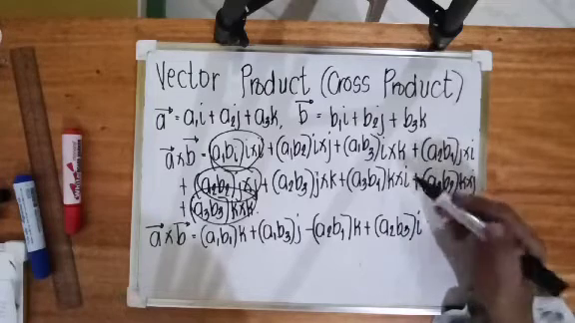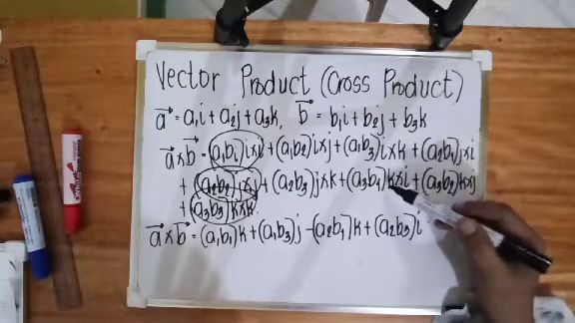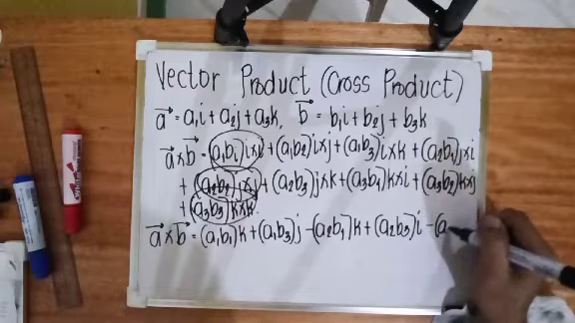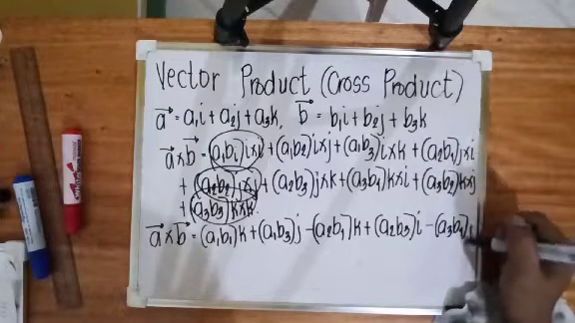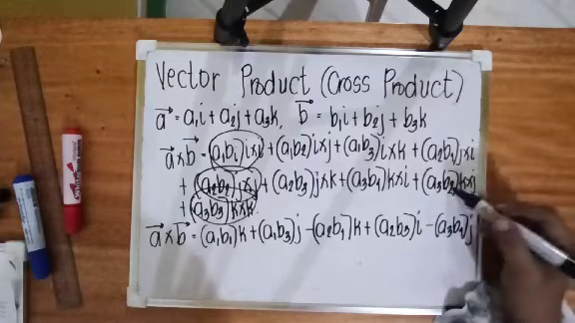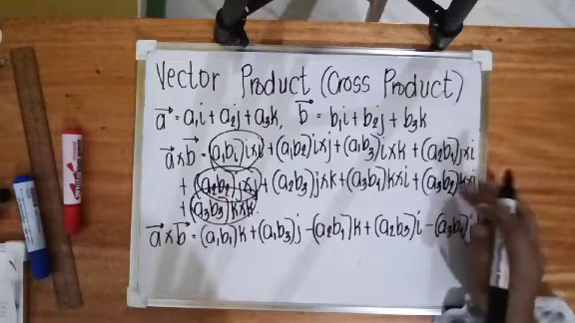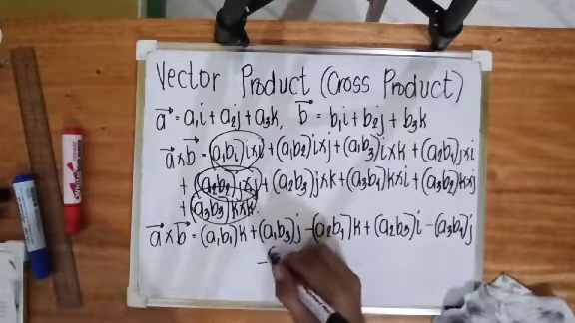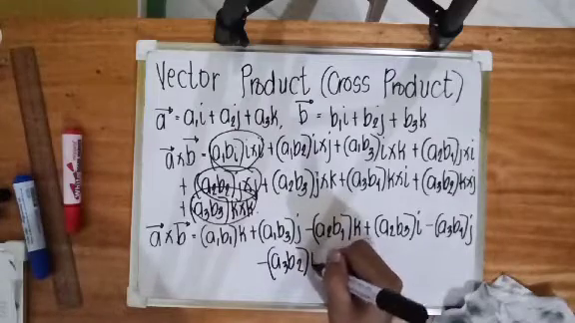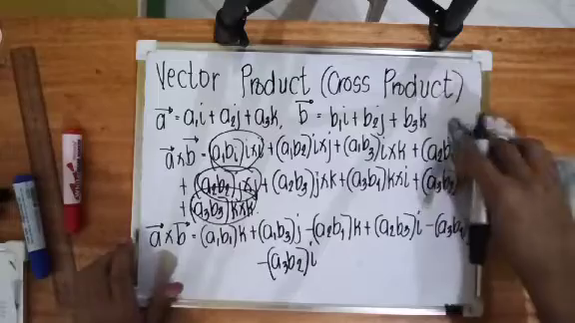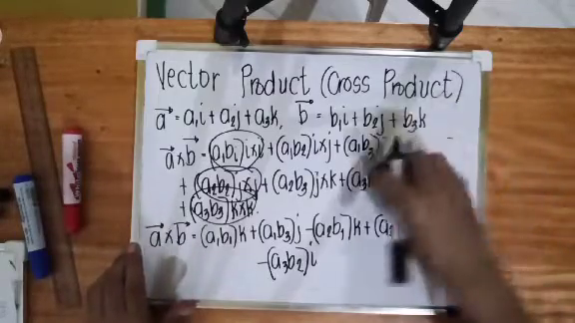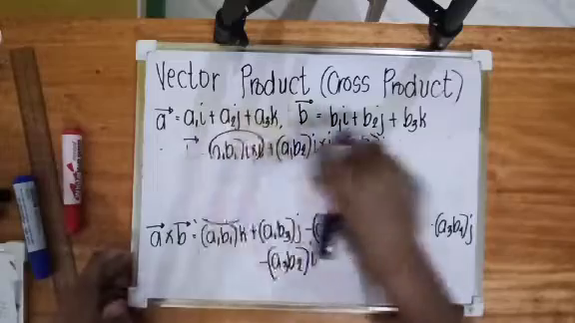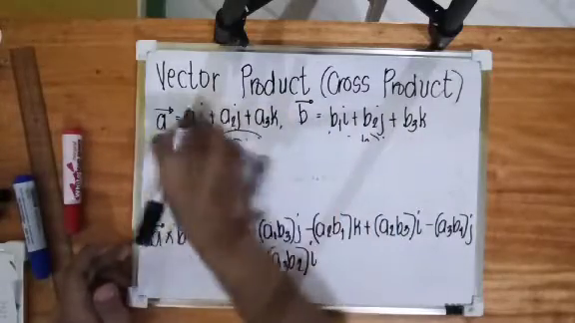And for A3 B1, we have the cross product of K and I. That will give you a negative J. So it means negative A3 B1 J. And for our last, A3 B2, times the cross product of K and J will give you a negative I. So it means minus A3 B2 I. So to simplify again, we combine the same terms for I, J, and K.